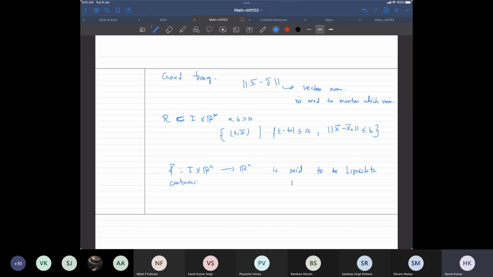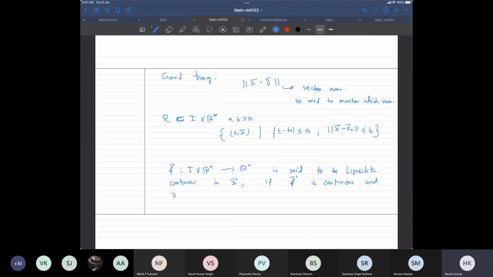Again, whether it's local at a point or global, the same definitions hold. I'll just say f is locally continuous in x, the vector x, in the second variable, if f is continuous. Now the continuity in Rn to Rn is known to you, right?